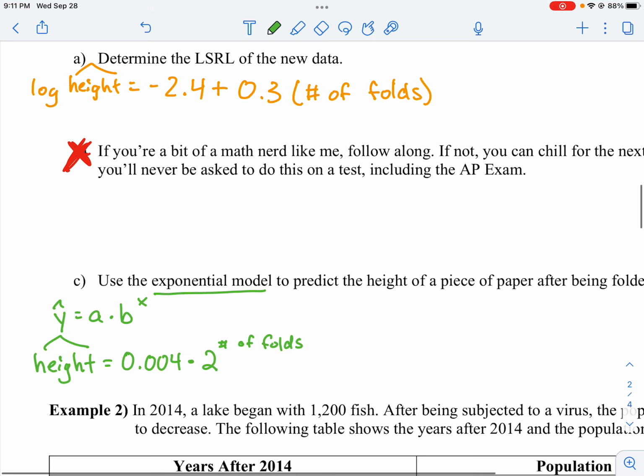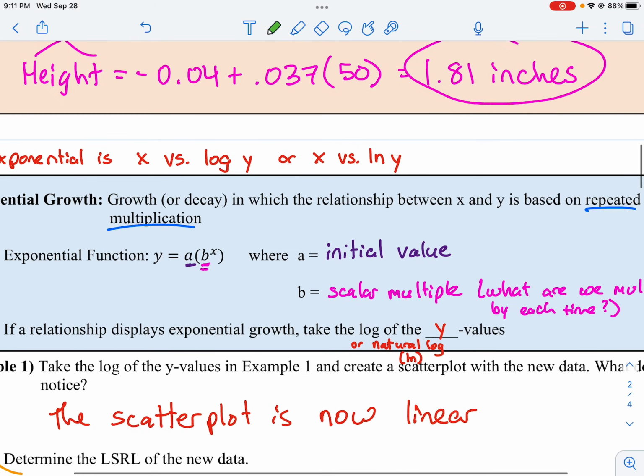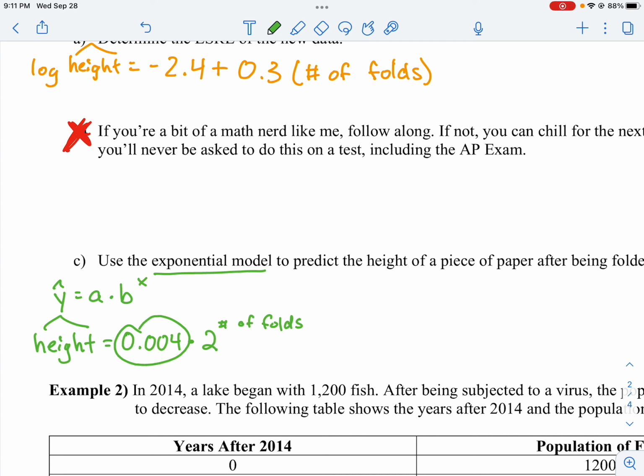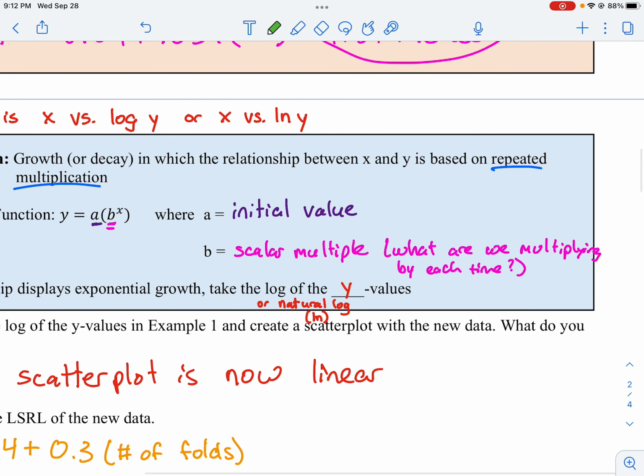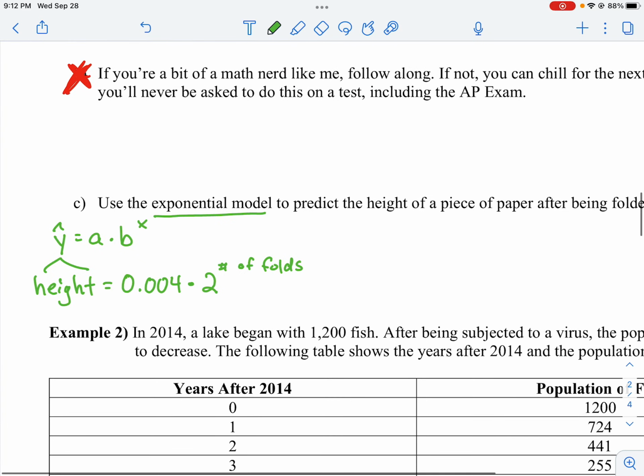Now, we should have been able to come up with this from the get-go when we said a, the number out in front, is the initial value. Well, what did we say was the initial thickness of a piece of paper? 0.004 inches. B, which is the base here, is our scalar multiple. What are we going up by each time? What are we multiplying by? 2. Our original piece of paper was 0.004. We were doubling its thickness every time we folded.